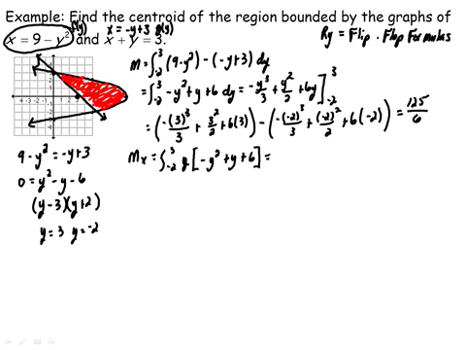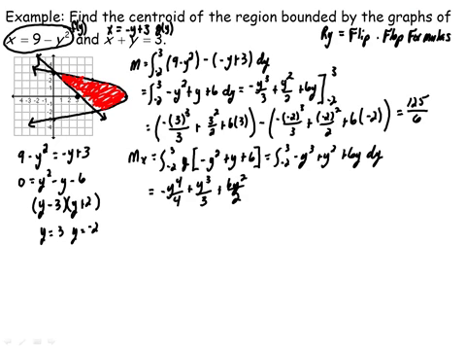All right, so do the math, and we're going to have the integral from negative 2 to 3 of negative y cubed plus y squared plus 6y dy. All right, integrate. So we're going to have negative y to the 4th over 4 plus y to the 3rd over 3 plus 6y squared over 2 integrated from negative 2 to 3. And you know that this is going to reduce. So that'll make it a little bit easier.